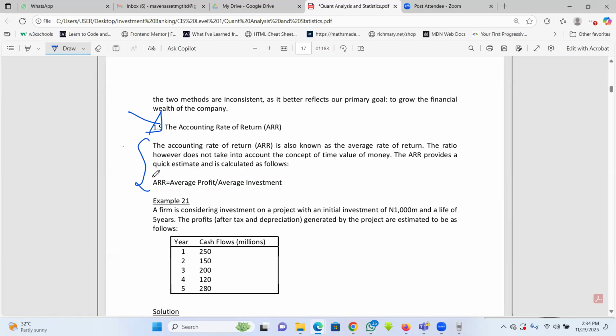Great. Average profit over average investment. As you know what average profit is, it's the same way you calculate your averages. So let's go. And then the same thing with the investment. So you are reading example number 21.